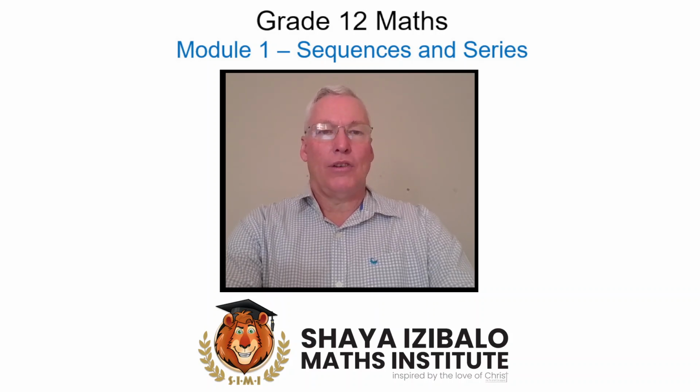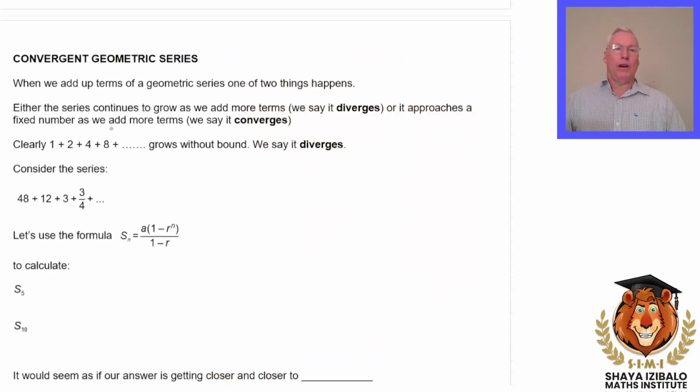When we add up a geometric series, one of two things happens. Either our answer just gets bigger and bigger and bigger, as it would be here. If we added up more and more terms of this, it gets bigger without bound. In other words, there's no number that it approaches, and we say it diverges. Now, if we add up lots and lots of terms of this, let's see what happens.